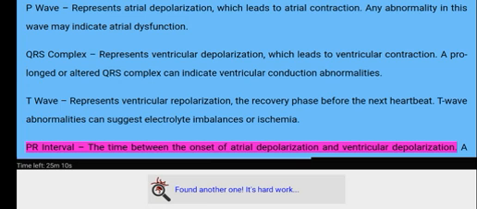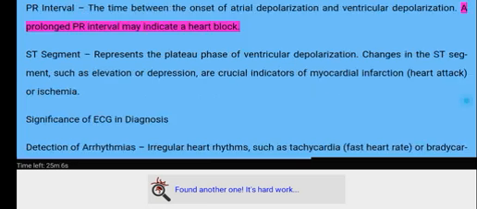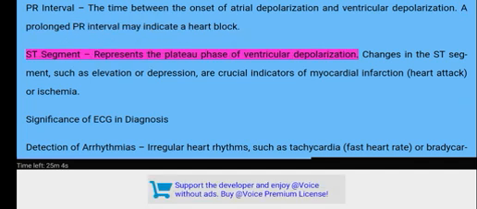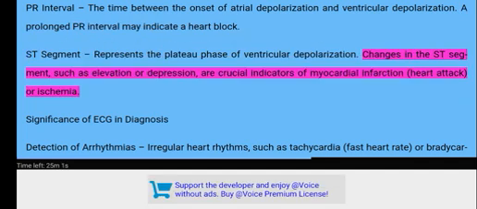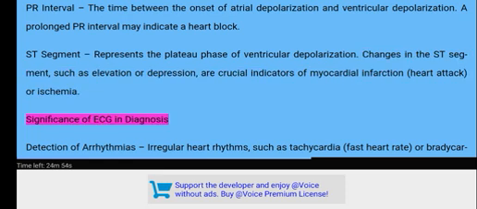PR interval, the time between the onset of atrial depolarization and ventricular depolarization. A prolonged PR interval may indicate a heart block. ST segment represents the plateau phase of ventricular depolarization. Changes in the ST segment, such as elevation or depression, are crucial indicators of myocardial infarction, heart attack, or ischemia. Significance of ECG in diagnosis.